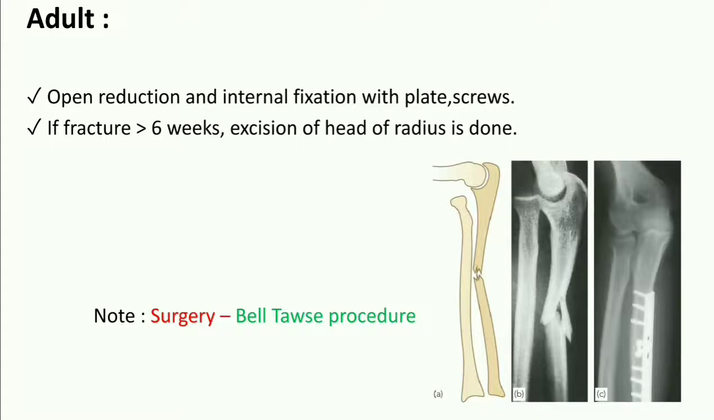In adults, open reduction and internal fixation with plate and screws is needed, and if the fracture is older than 6 weeks, excision of head of radius is done. Here in the radiograph we can see the internal fixation of the ulnar fracture is done. And note, the surgery is done by Boyd approach.